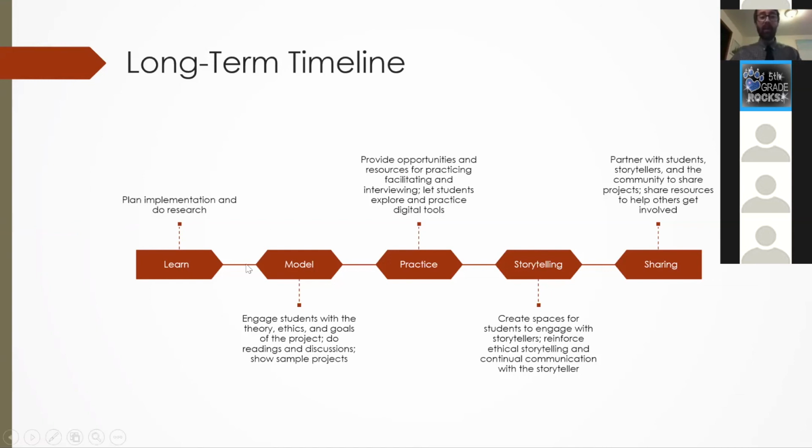You're going to have a period of time where you're modeling for students what these conversations and projects look like. And so you're going to engage students with the theory, ethics, and goals of the projects. You're going to have readings and discussions. Some teachers did this as its own unit, so that they would set aside the month to actually have readings on this or practice with this and have it done all within that month's time.